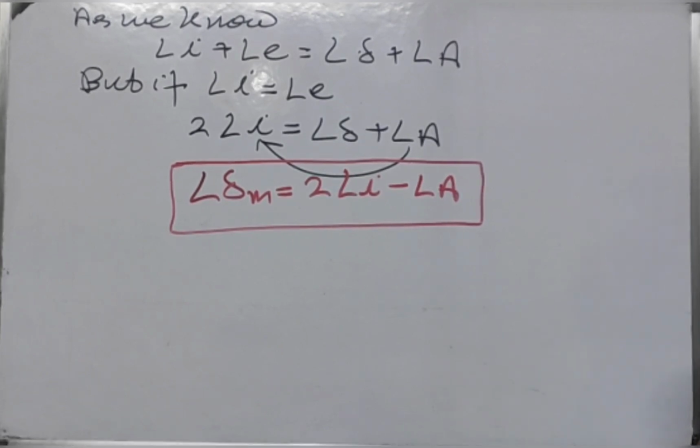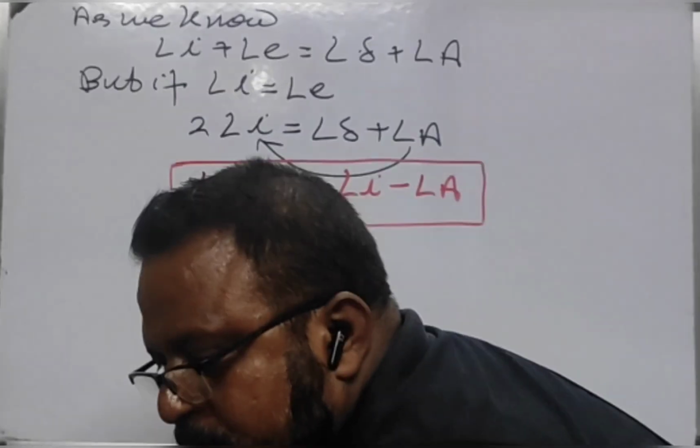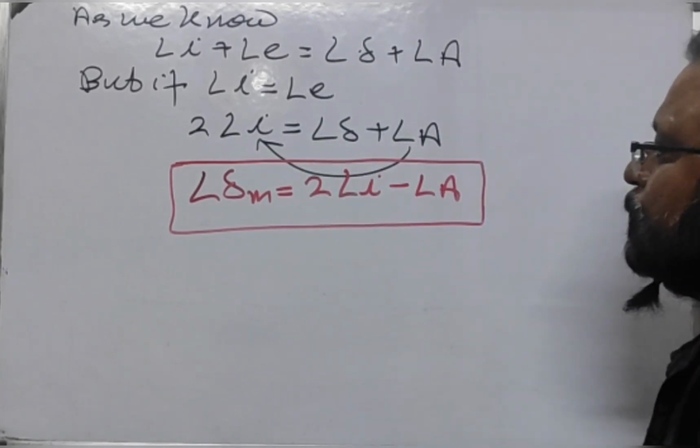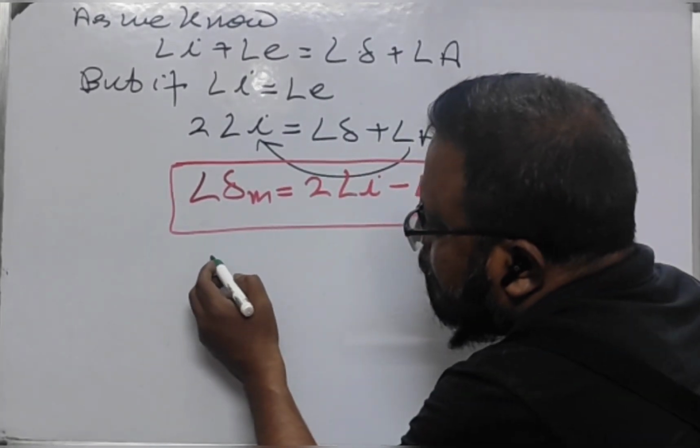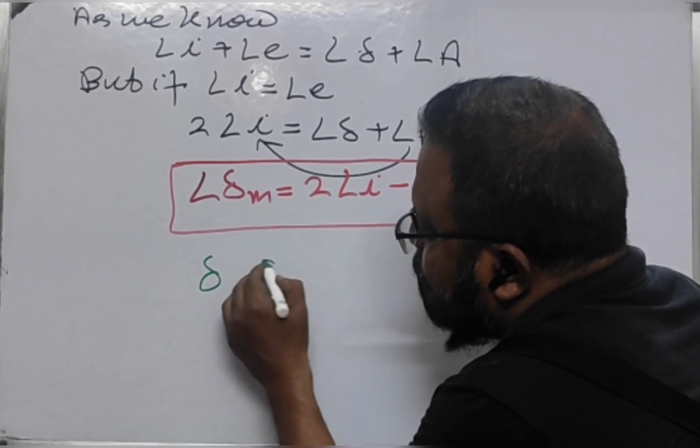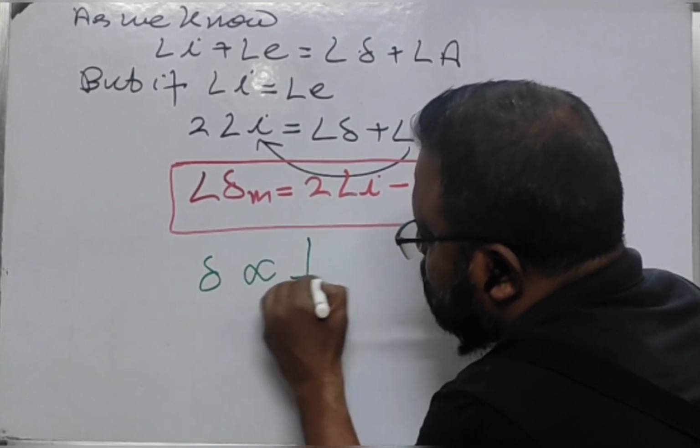And deviation is something different, we will discuss later. But here I told you that deviation is inversely proportional to wavelength.